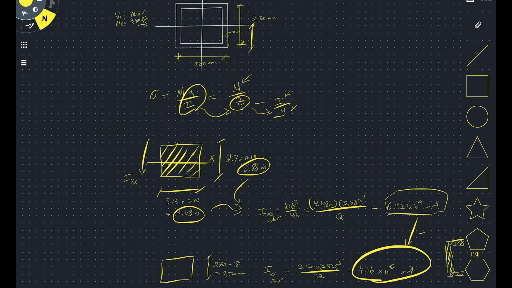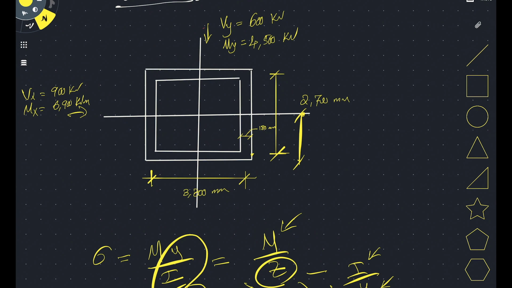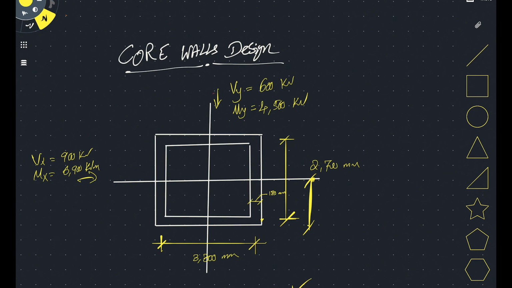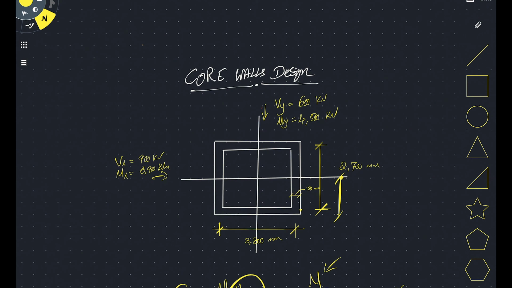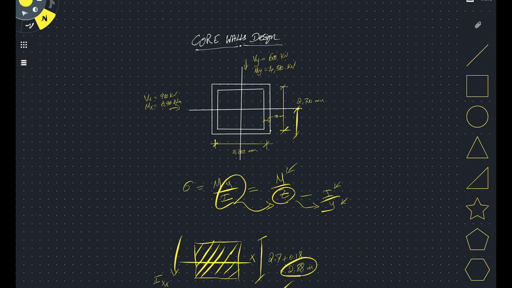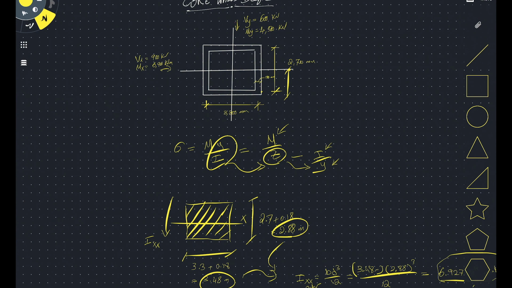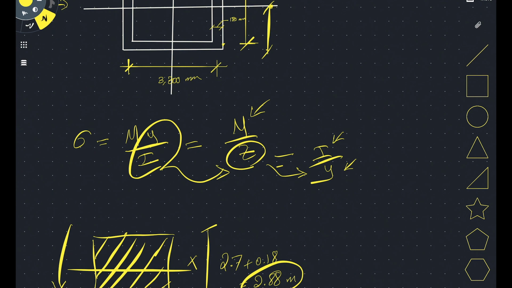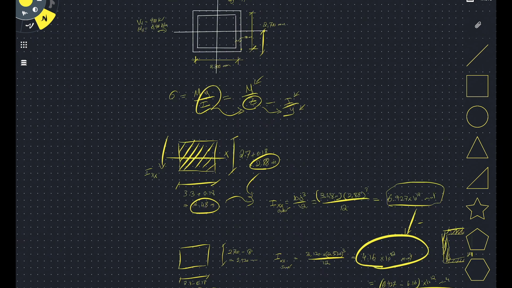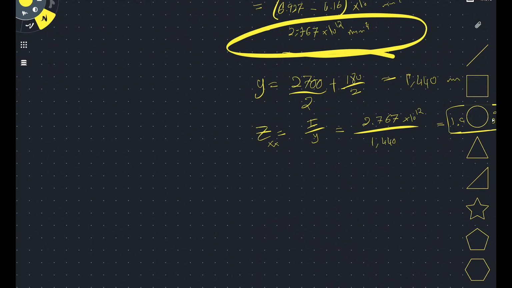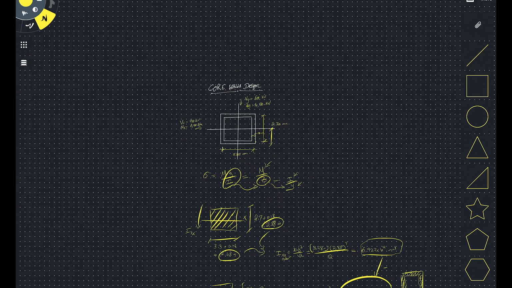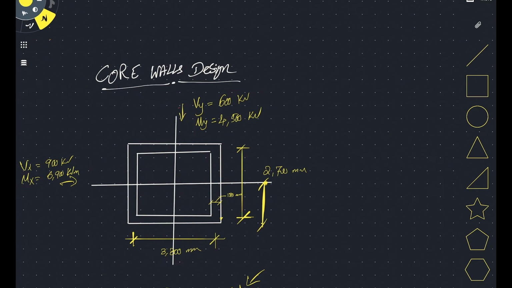I can repeat exactly the same process to calculate my I, Y, and Z about the other direction. But for this example, we're only going to be working with the Y direction just to simplify things. Now that we've got our I, Y, and Z, we can jump back to calculate our peak stress. In this case, our peak stress in the XX direction is equal to M on Z, and our design moment in this direction was 4,500 kilonewton meter.